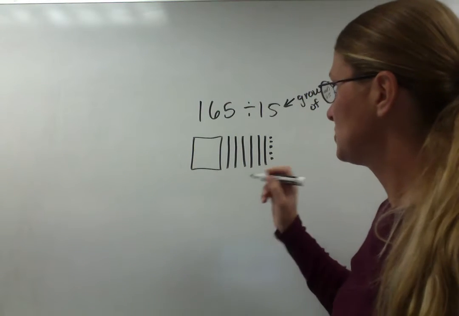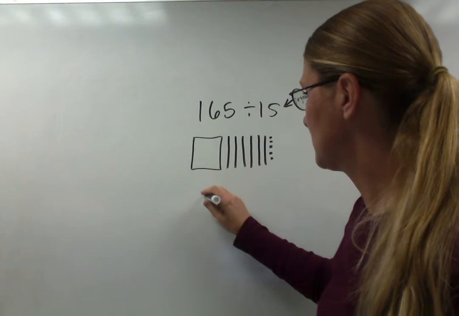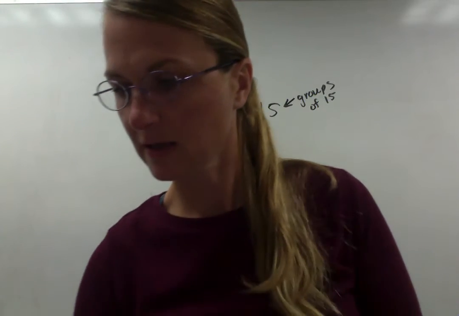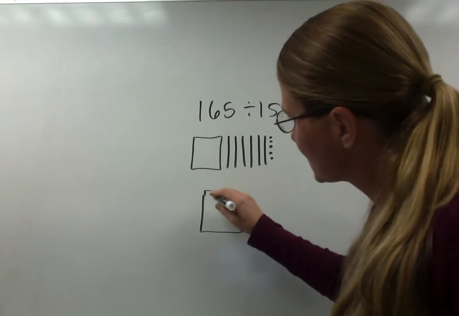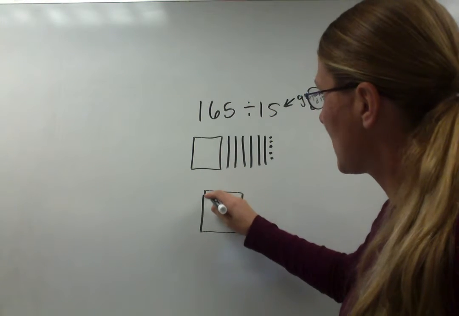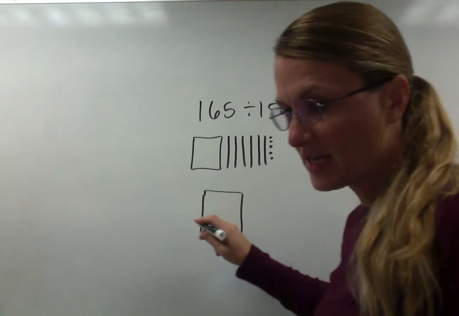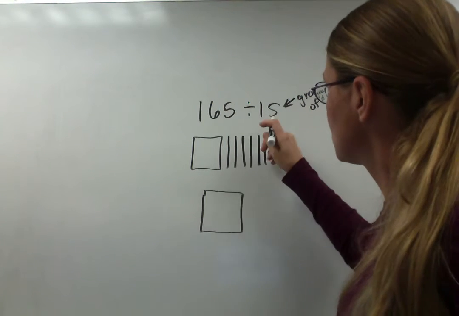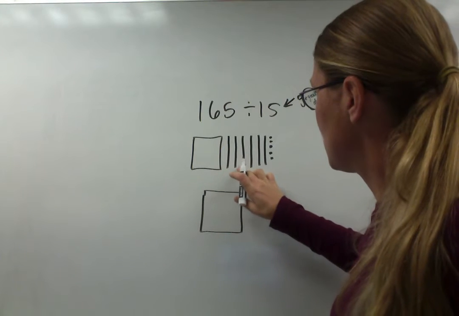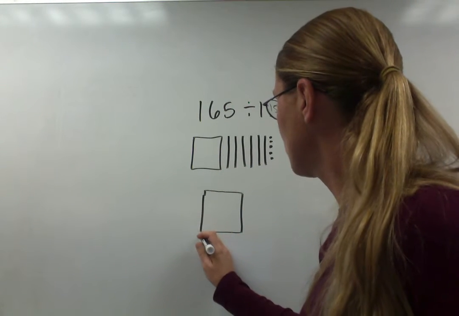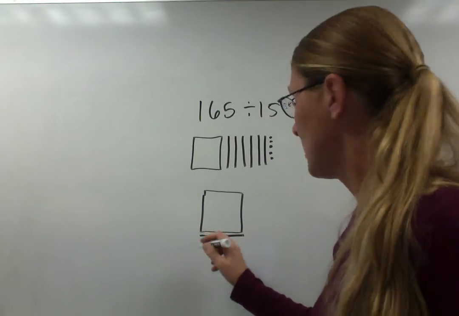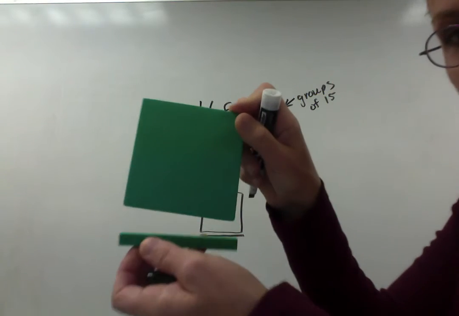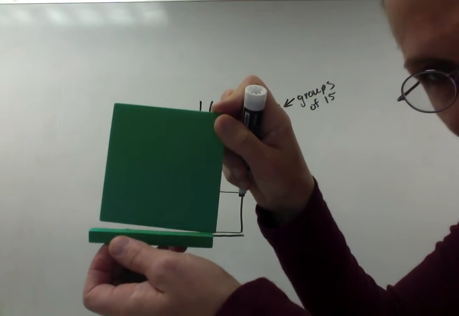So what I can do here is take this hundreds block, and I remember that this hundreds block has 10 rows of 10 in it. So actually, I have 10 rows of 10, and I want to make rows of 15. So these blocks are 10 long. So I can take one of these blocks and lay it across the bottom, and it will add one block to each row of 10. So can you guys see that? It'll add one block to each row of 10.